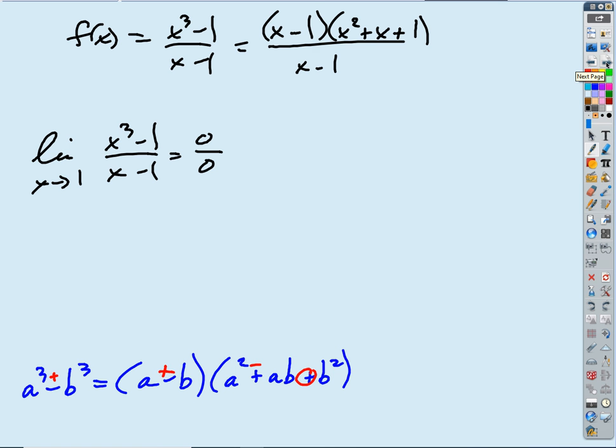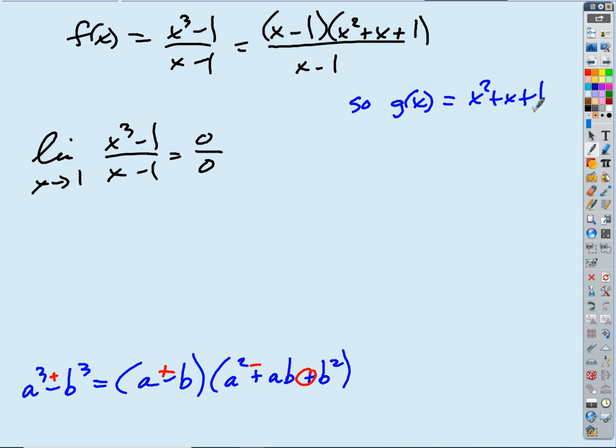Okay, but I want you to remember here, this is important. It seems like it's just a little fine print at the bottom of the contract. But if I cancel the x minus 1s, I'm actually changing the function, aren't I? It's no longer f of x because I filled in the hole. So technically speaking, we would have to call that something like g of x, if I cancel the x minus 1s.